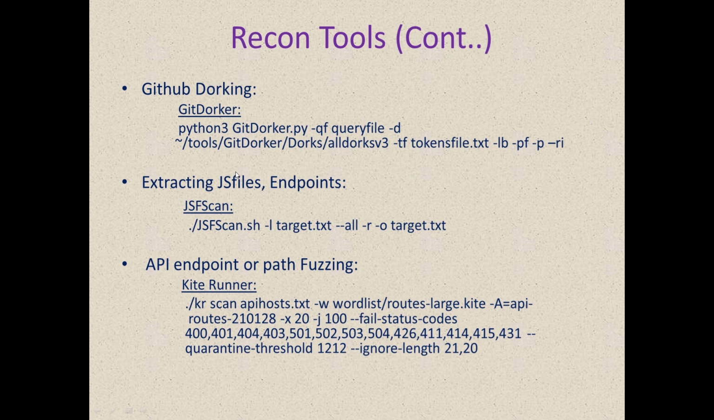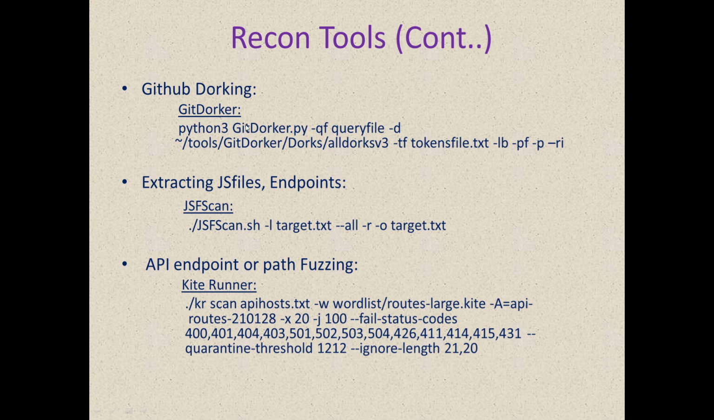Going to the next one. For GitHub dorking, I use a tool called GitDorker, which is a very good tool. Here -qf is nothing but a query file, the list of domains that you want to give, or the path, and -d is nothing but all the dorks that it will go through. And -tf is the tokens file. You create a GitHub token and you put that token in the tokens file. It's always good to have three to four tokens for different accounts. And -ri means it will get the latest indexed files, and you can try to get some subdomains or some sensitive information, anything like that.